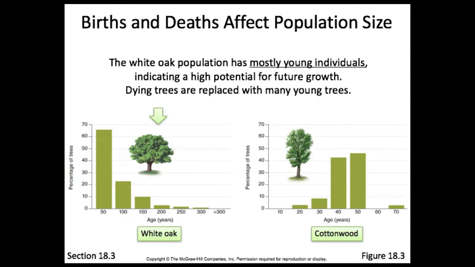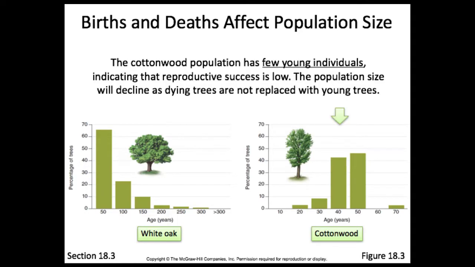Based on the data in this graph, we can see that the population has mostly young individuals, indicating a high potential for future growth. The dying trees are simply replaced with many young trees. On the other hand, this cottonwood tree population has very few baby trees, indicating that reproductive success is low. Therefore, the population size will decline as dying trees are not replaced with the young trees.